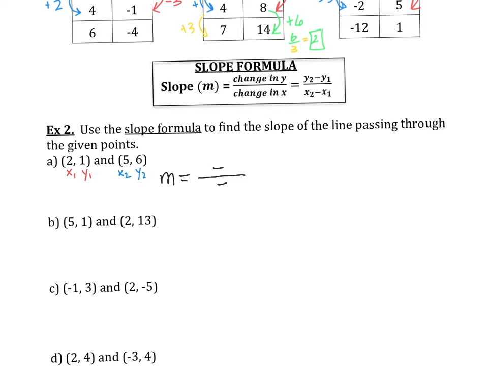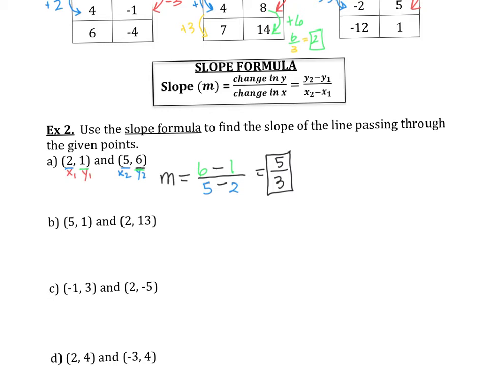Okay, so the y2 is 6 minus y1 is 1. Okay, now on the denominator x2, x1, 2. I'm going to go ahead and simplify this. 6 minus 1 is 5. 5 minus 2 is 3. Does that simplify? No, 5/3 is a good slope. Fractions are great with slope.